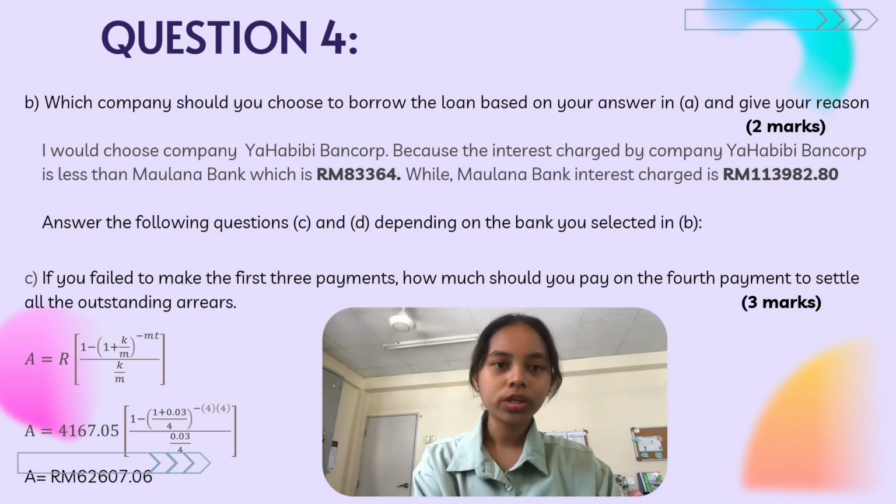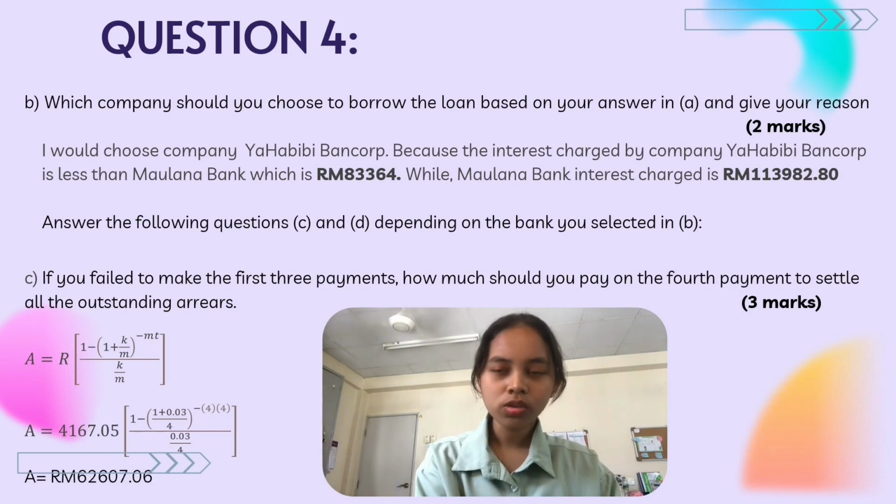For this question, we're going to use Ya Habibi Bank. R is the periodic payment, so R is 4,167.05, K is 0.03 and M is 4. And then we insert all the information given, and T is 4 because they asked us for the 4th payment to settle all the outstanding arrears. So the final answer is RM 62,607.06.